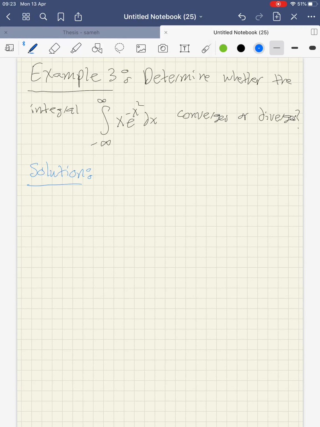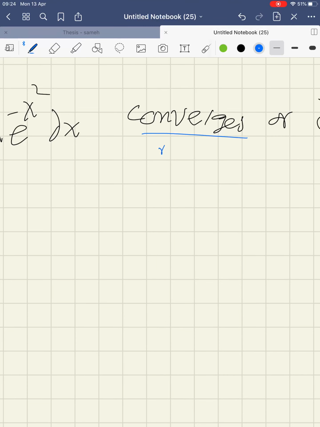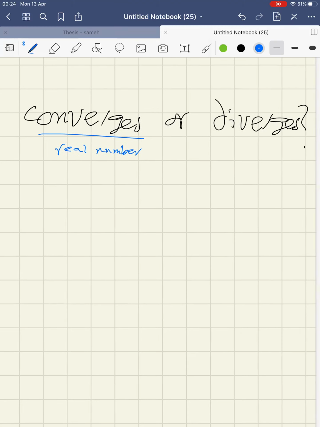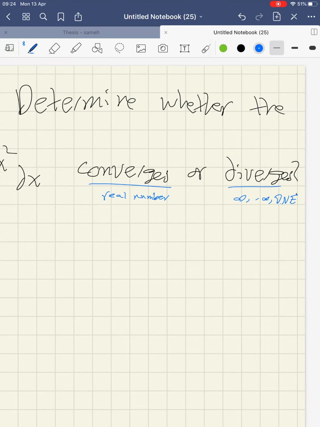Okay, welcome back to section 7.8, example number 3. And again, the question is as we just did before. We have an integral and we ask ourselves whether it converges or diverges. And just to remind you, converges means the final answer is a real number. Otherwise, we will call it diverges. Otherwise means we get infinity, minus infinity, or after we find the limit, it does not exist.